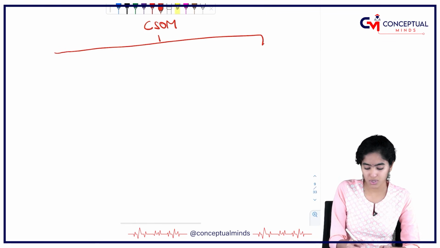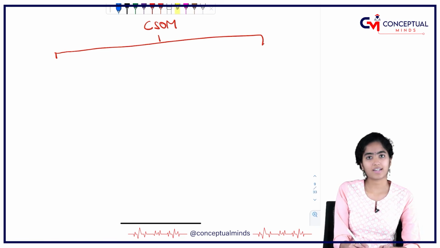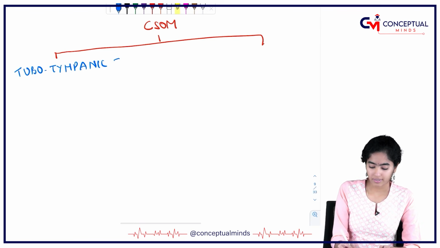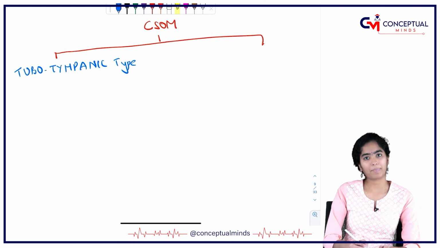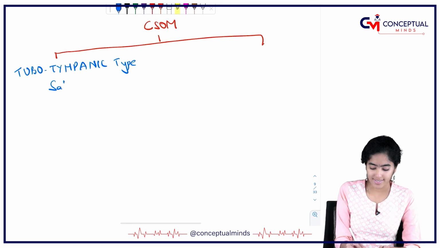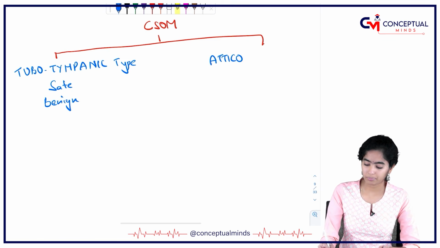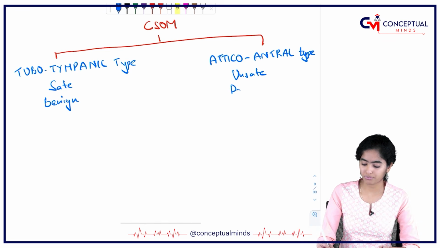So, what are the two types of CSOM? First type is Tubotympanic type. Now, this Tubotympanic type is also called as Safe Type, also called as benign disease. The other type is Atticoantral type. Atticoantral type is also called as unsafe type or dangerous type of CSOM.